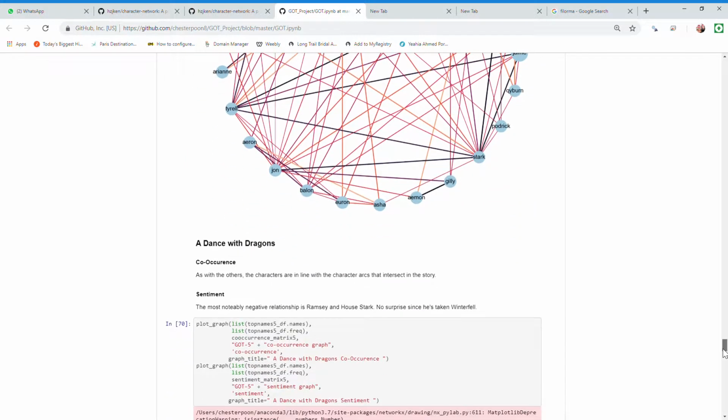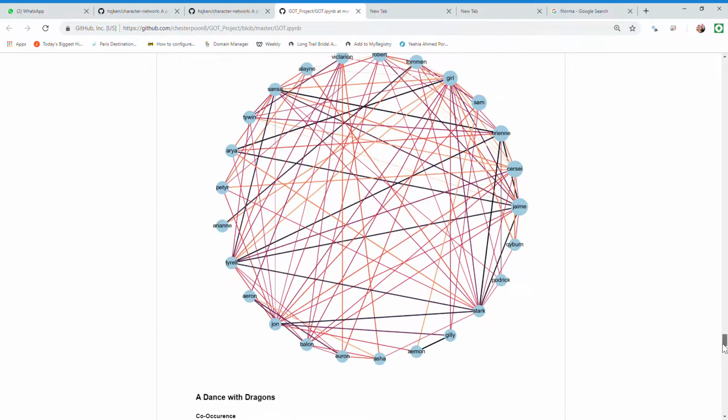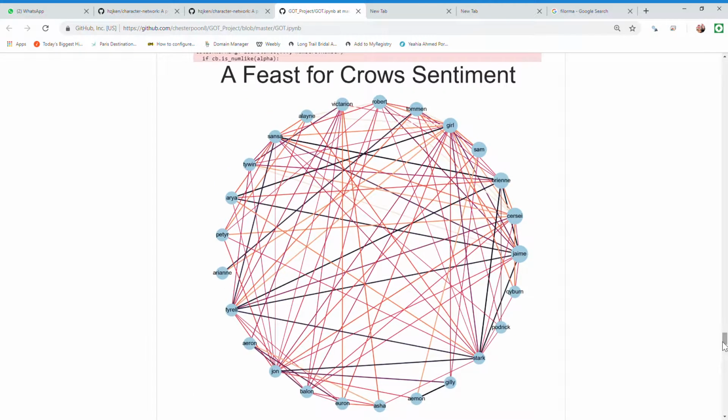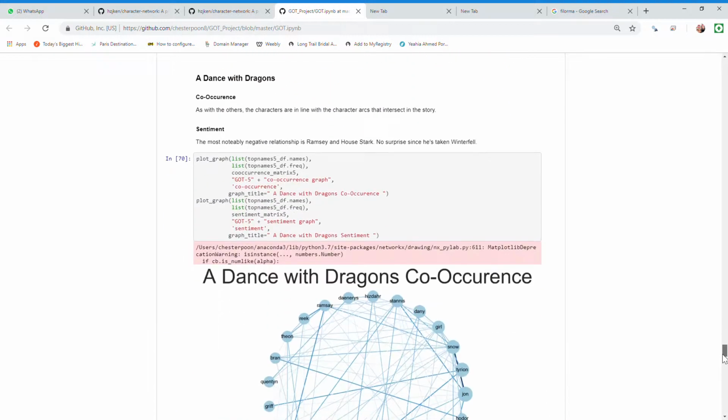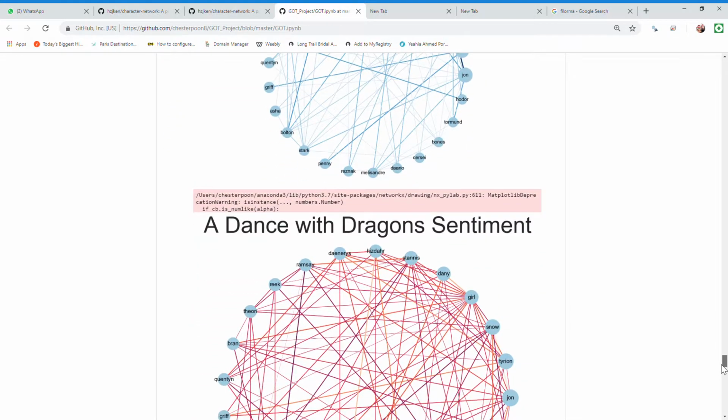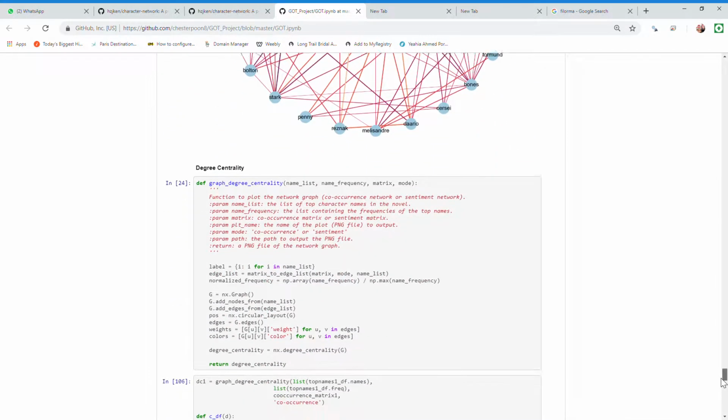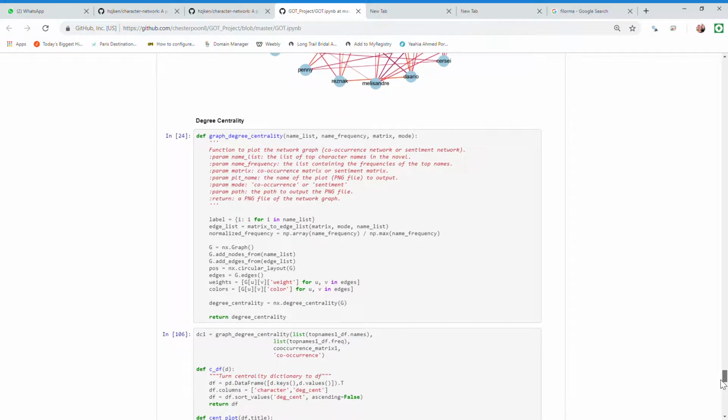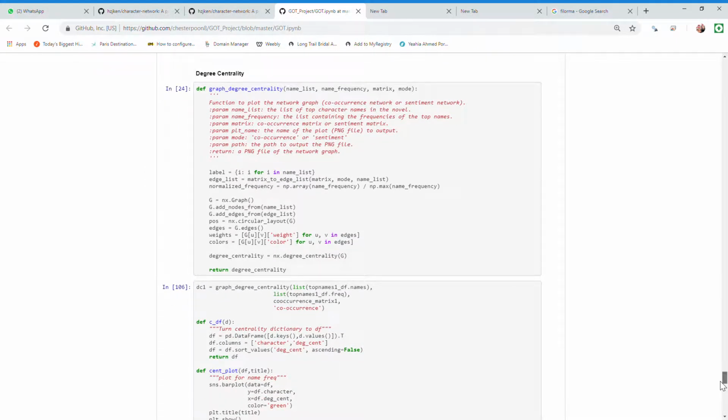But it's interesting because you can see, even by frequency or by these relationships, how these relationships were built up on the TV show, and how numerically they show up via sentiment analysis and co-occurrence matrices. From here we go to A Dance with Dragons, and you can read that. Essentially from there we just decided, okay, well, let's look at degree centrality.